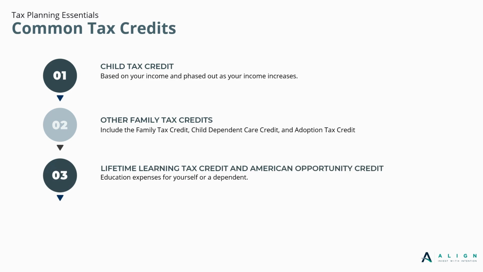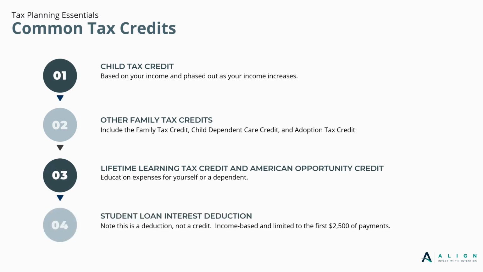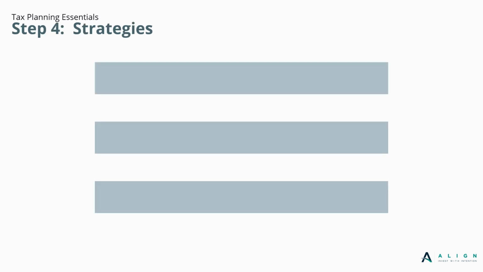The Lifetime Learning Credit and American Opportunity Credit are available for qualified education expenses for yourself or a dependent. Similarly, there is a deduction, albeit not a credit, available to folks making student loan payments. The deduction is income-based and limited to a specific amount. And this brings us to step number 4, tax planning strategies.